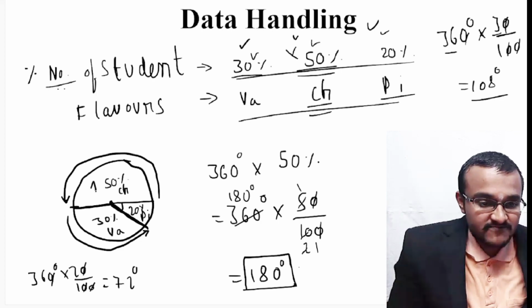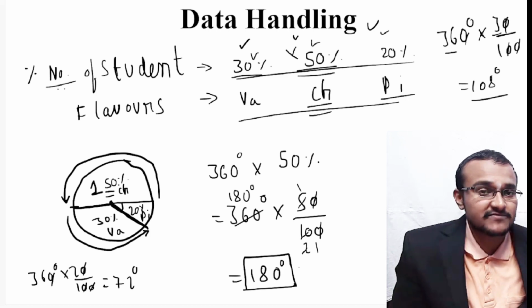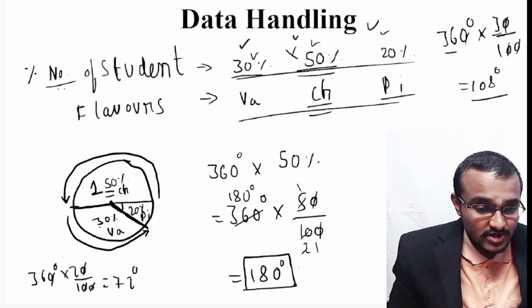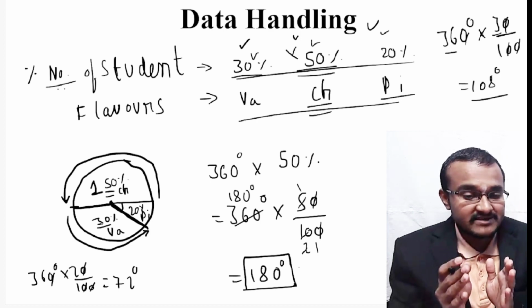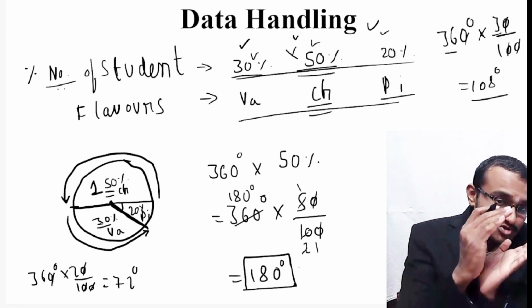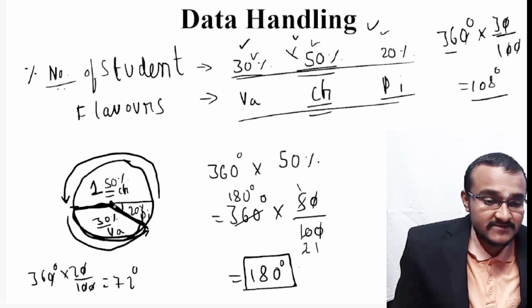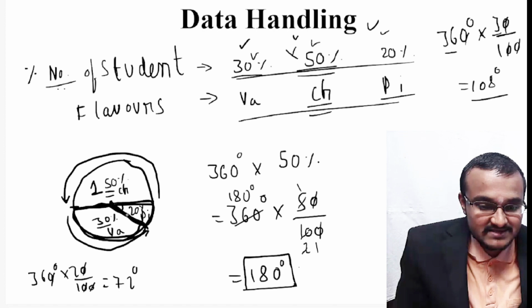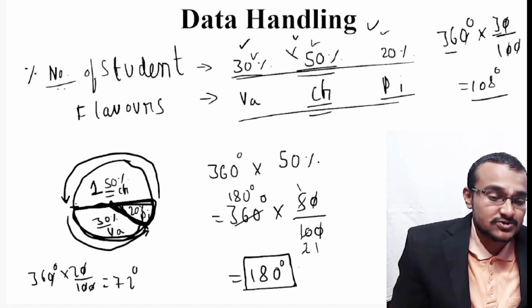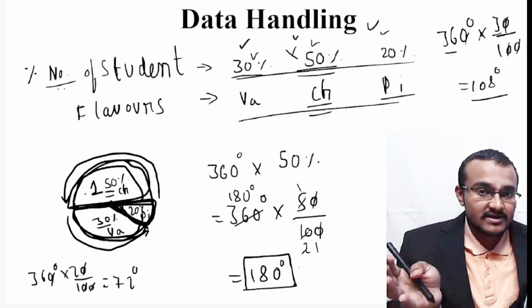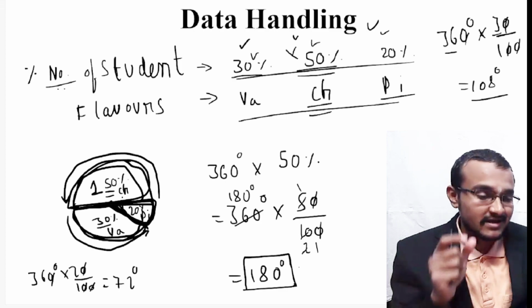Here, the first portion on this pie chart represents 50% of the circle, that is, chocolate-loving students. Similarly, 30% of students love vanilla flavored ice cream. You can clearly see this portion representing vanilla-loving students, this portion representing pista-loving students, and this portion showing the chocolate-loving people. This is how you should represent data on a pie chart.